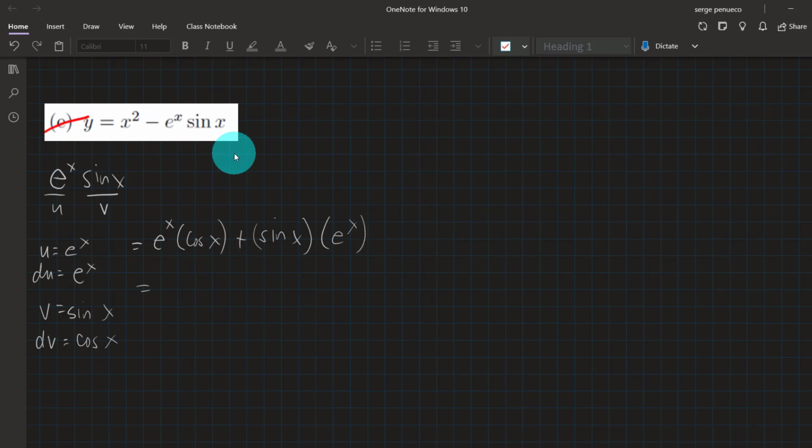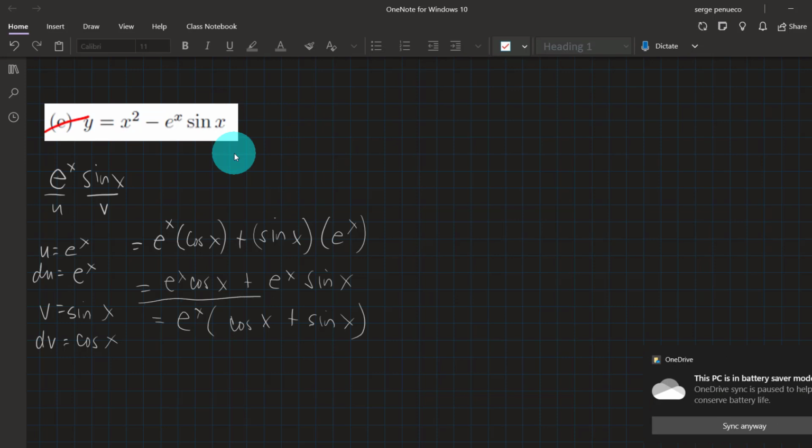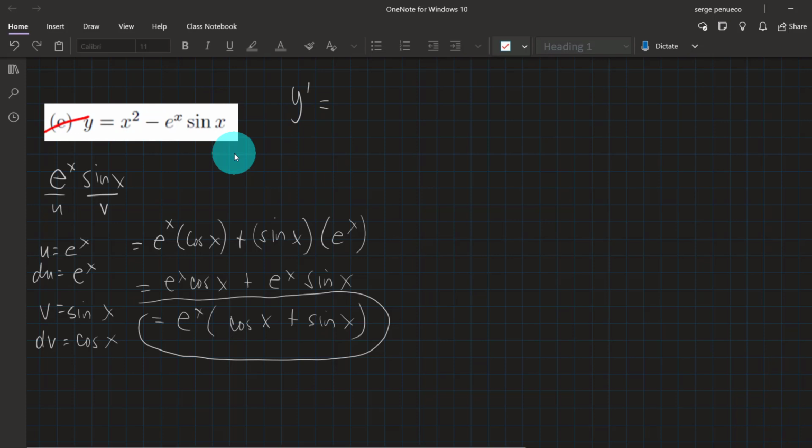So, simplify natin. That is e raised to x cosine x plus e raised to x sine x. So, simply, e raised to x times cosine x plus sine x. So, ito yung product natin. Then, pwede natin kunin yung y prime nito. Y prime is equal to, derivative ng x squared is 2x, minus, ang derivative ng e raised to x sine x is ito, minus e raised to x cosine x plus sine x. So, ito na yung final answer natin.